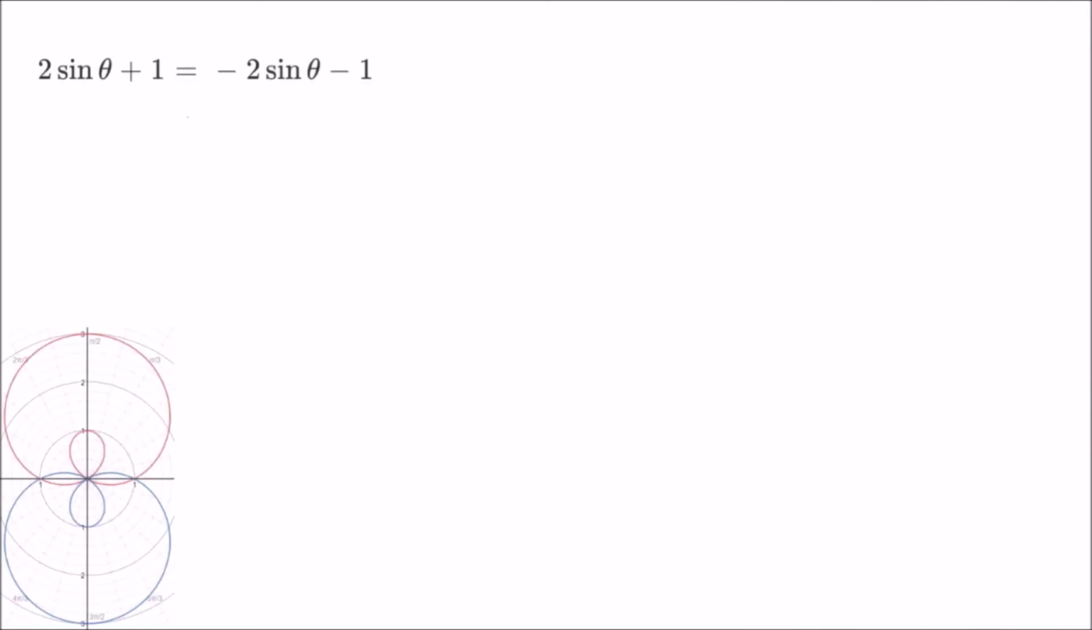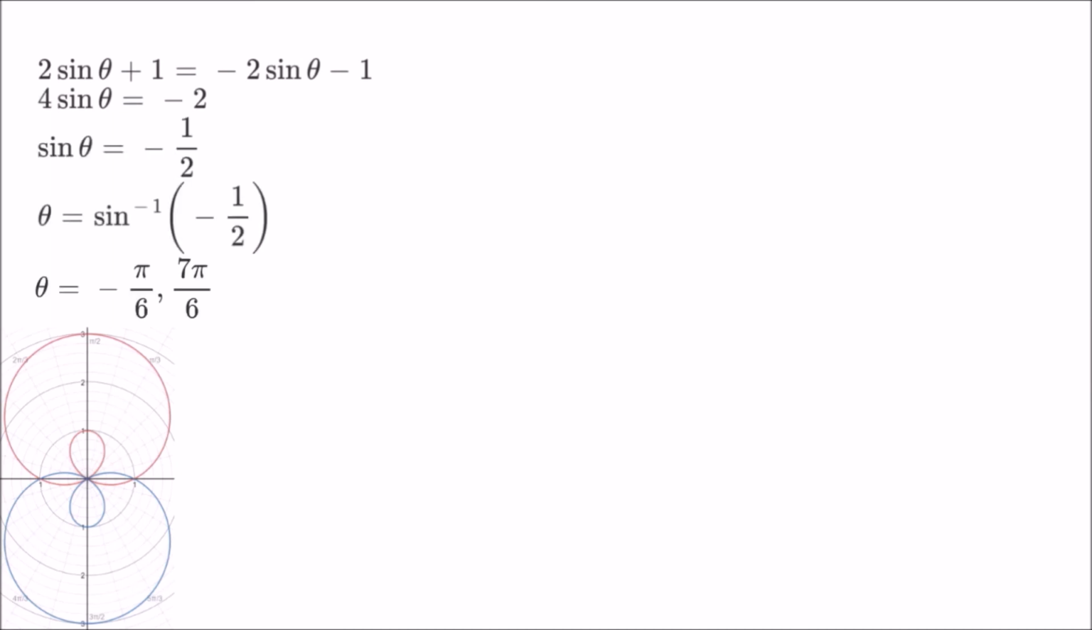First, we set these equal to each other to find the points of intersection. Simplify to get sine theta equals negative 1/2, so theta is equal to negative pi over 6 and 7 pi over 6. In order to determine the bounds, we have to look at the graph and observe the symmetry of where the points of intersection are. Both negative pi over 6 and 7 pi over 6 are at the origin.